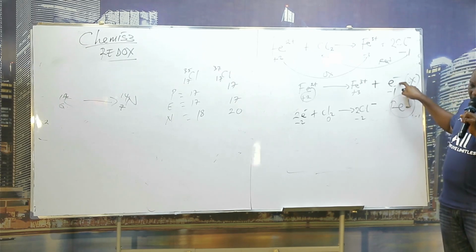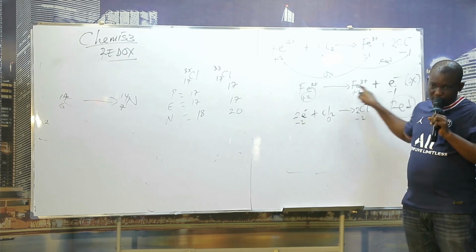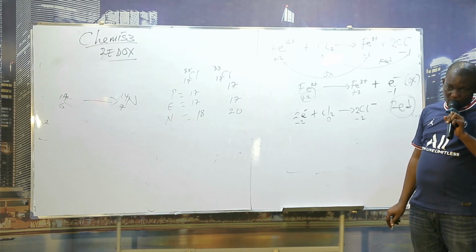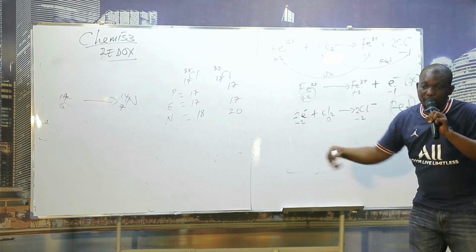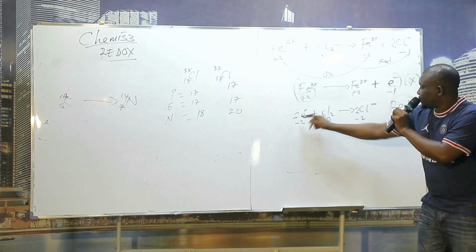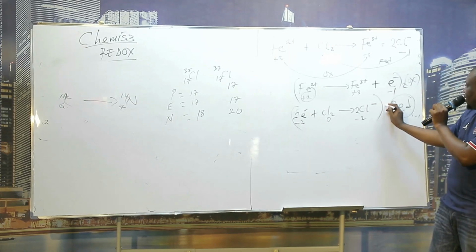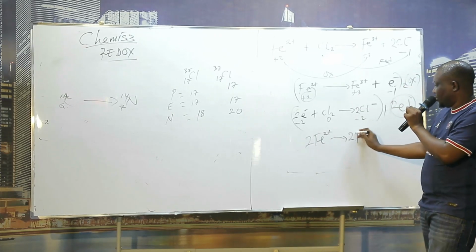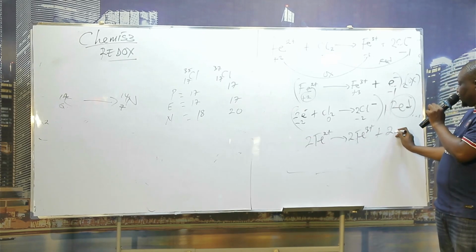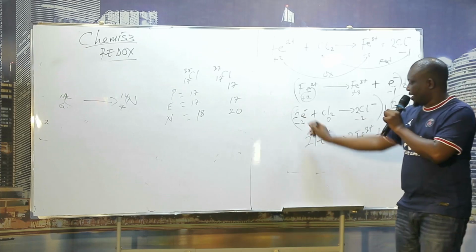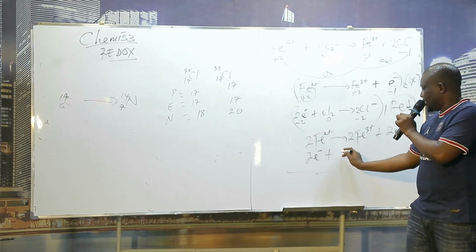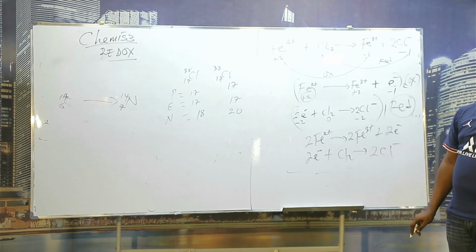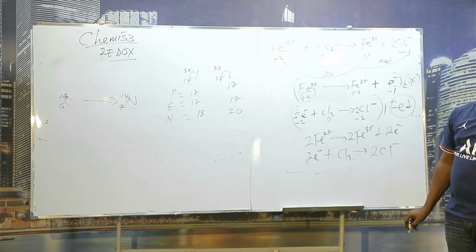We are now seeing what to show that free electron does not exist. The electron that was lost here and that was gained here, are they the same? They must be the same. Because in this case they're not the same. What do you do to make sure that the electron here becomes the same? You cross multiply them. Multiply this side by what? 2. Multiply this side by what? 1. 2 times this, 2Fe2+. 2 times this, 2Fe3+. 2 times this, 2e minus. Do the same thing down. 1 times this, 2e minus, plus 1 times this, Cl2, then this is what? 2Cl minus.